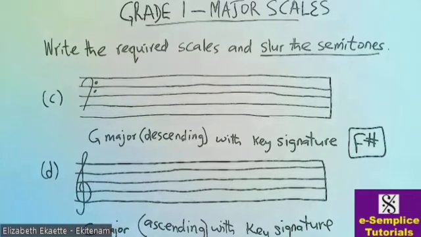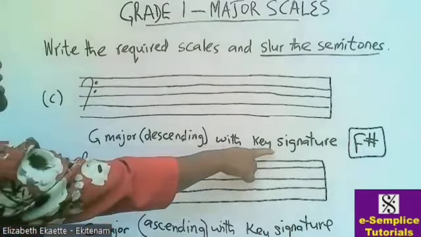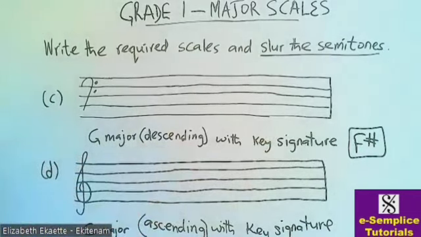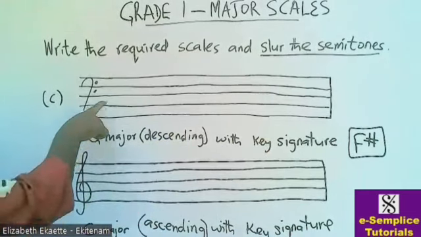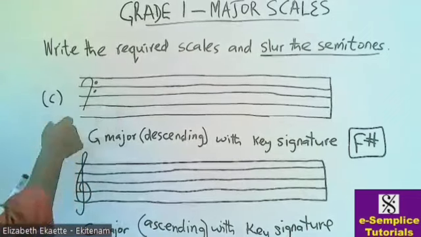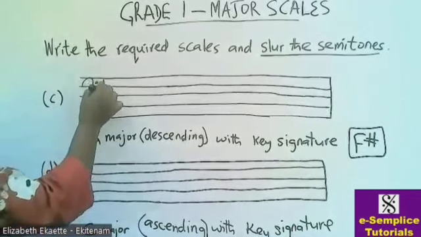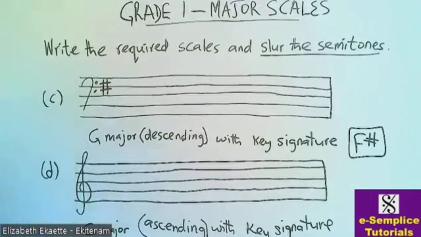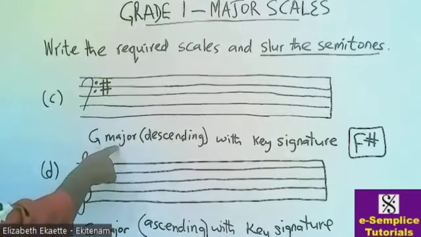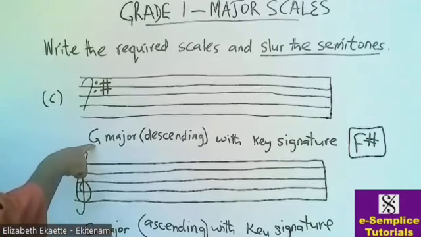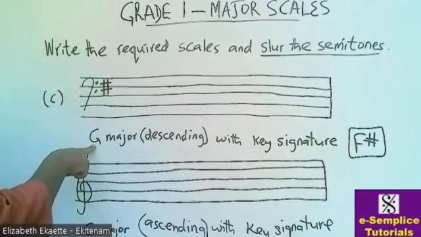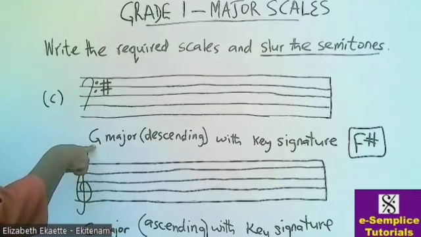Now, what you do, because you are asked to show the key signature, you write first the key signature of G major. And this is F sharp on the bass clef. So you put your sharp on F. Now you have indicated the key signature. And the next thing you do is you now write your scale. Remember, your scale is starting on letter G and it must end on G.